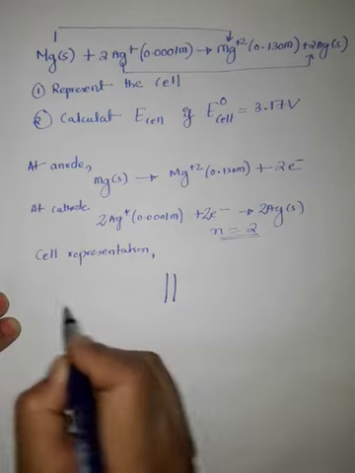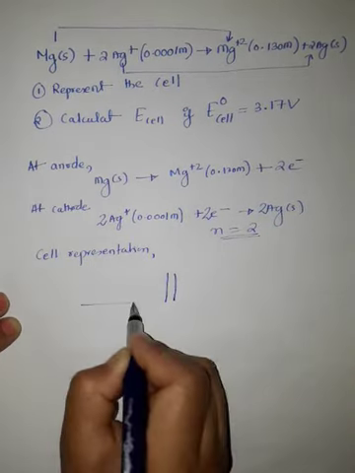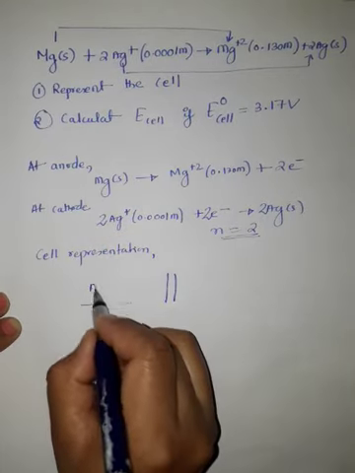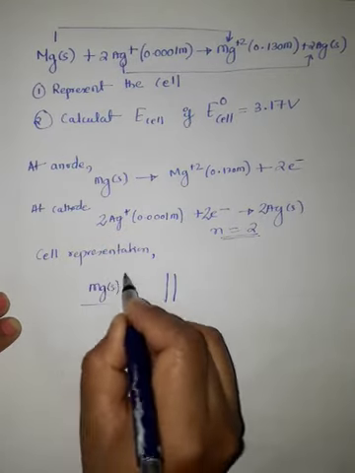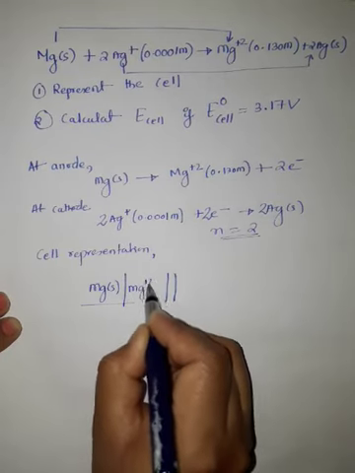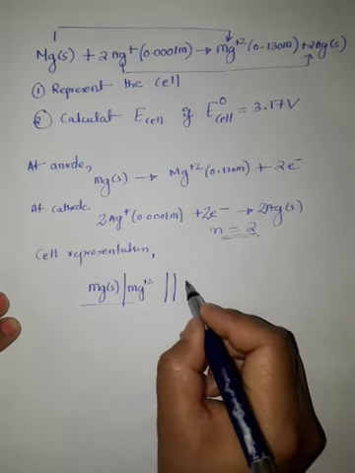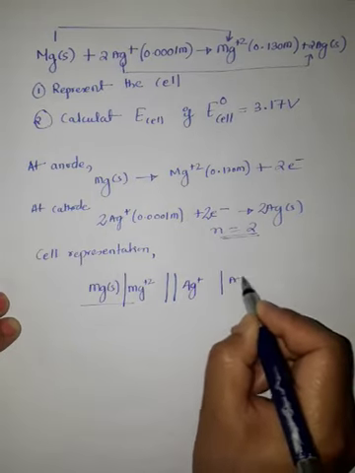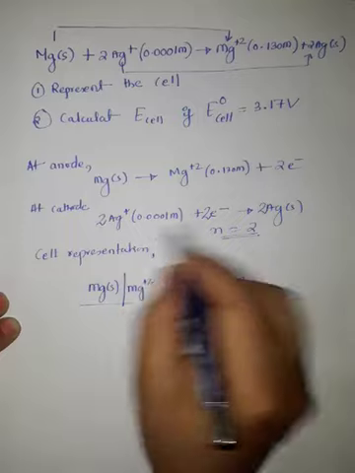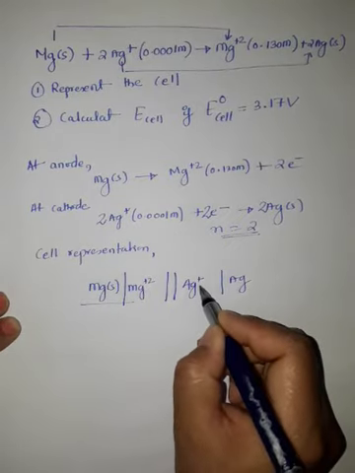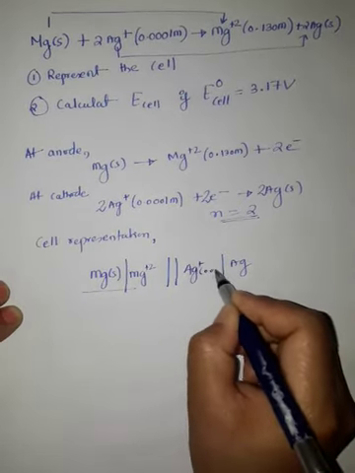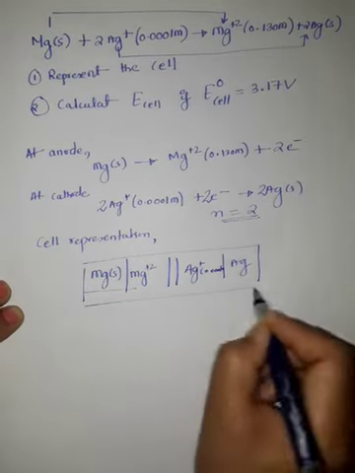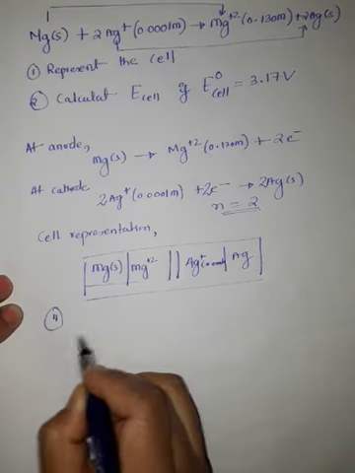Now cell representation: salt bridge, anode and cathode. At the left, the anode is here, where the oxidation takes place, and the change is from magnesium to magnesium ion. Your cathode, where reduction is taking place, is Ag plus to Ag. No need to write the coefficient 2 here. 0.0001 molar. So this is your cell representation. Now the next question is to calculate the EMF of the cell.